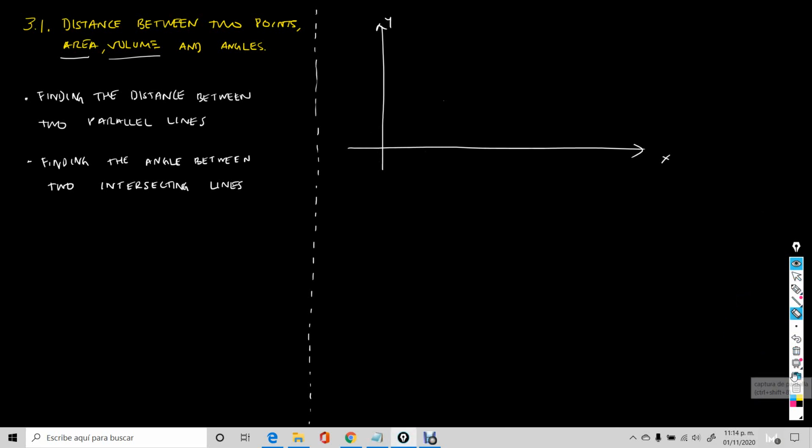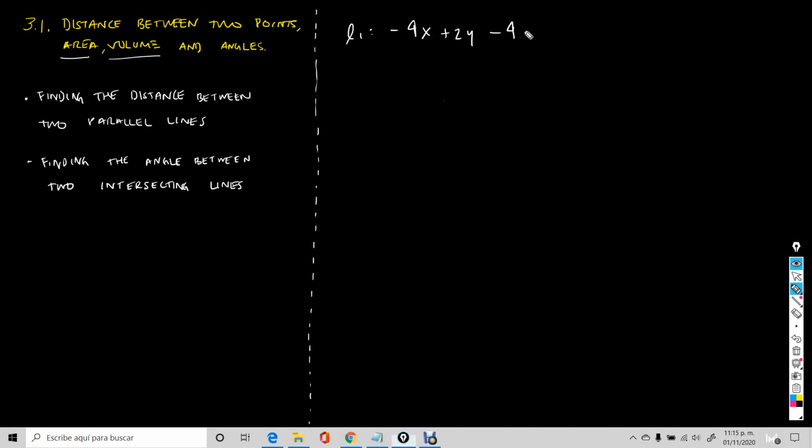Okay, let me erase all of this. And suppose that I want to find the distance between these two lines, L1, which is given by this equation, and L2, which is given by this other equation. So this is the example I'm going to solve for you. I need to find the distance between these two lines. What is the first thing I have to make sure of? I have to make sure that they are parallel. Are these two lines parallel?